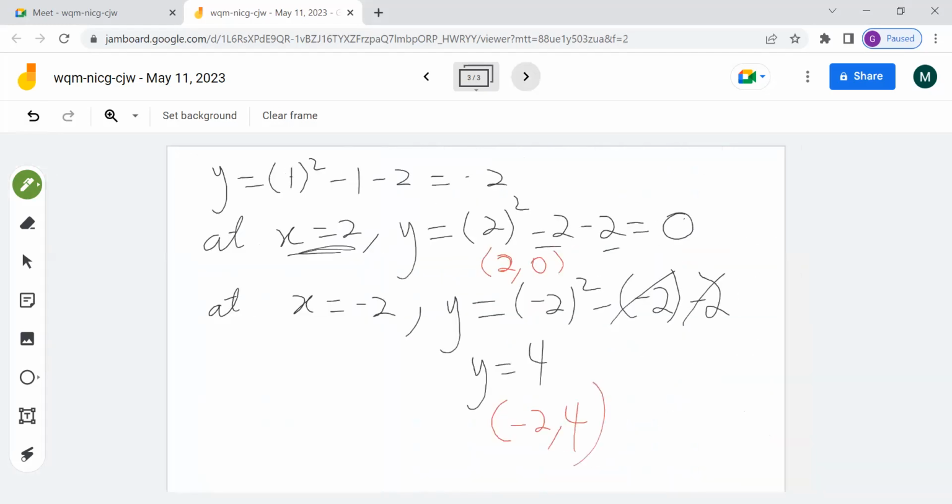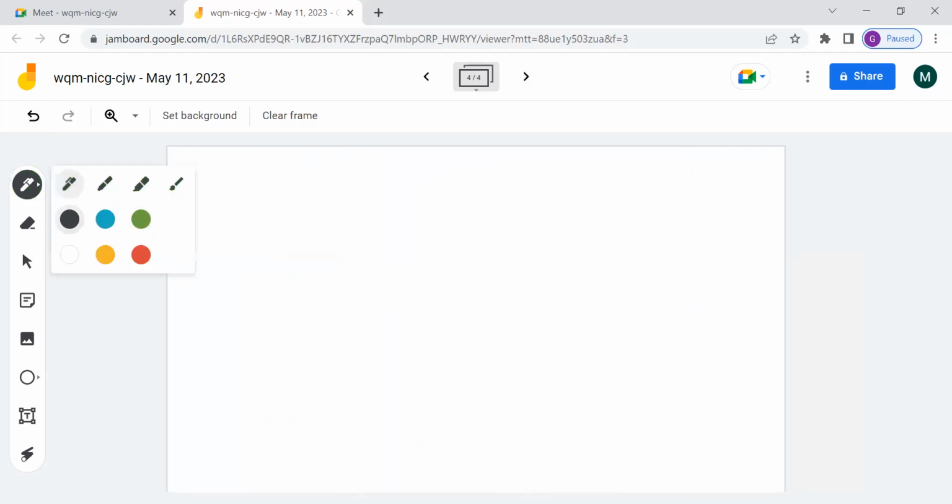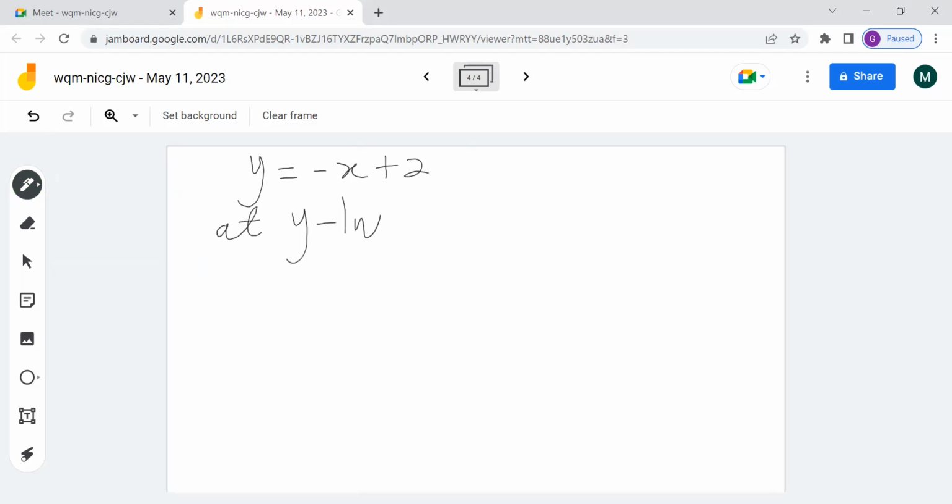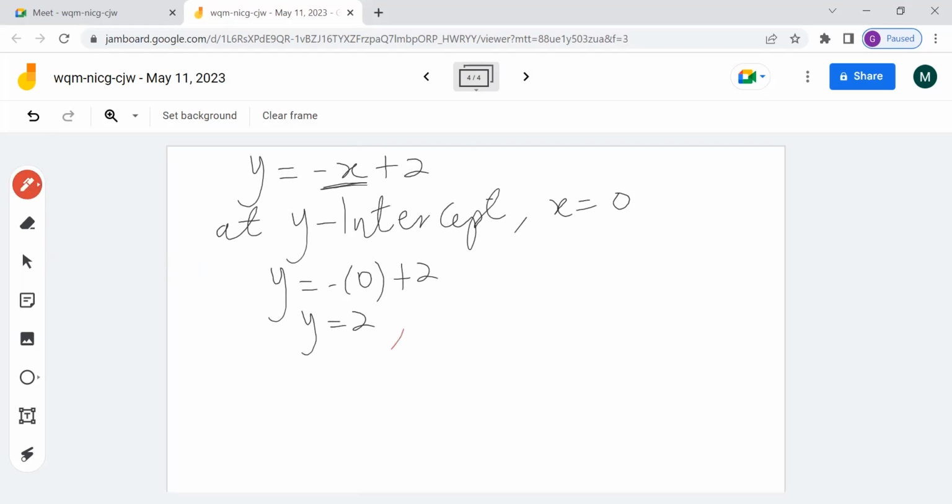So for the linear, the question is y equals negative x plus 2, I think. Yeah. So to draw a linear graph, we know you have to use the x-intercept and the y-intercept. So let's use that. So at the y-intercept, we know x is equal to 0. So if I put x is equal to 0 here, then y becomes negative 0, which is 0, plus 2. So y equals 2. So I will have the coordinates 0 and 2, right?